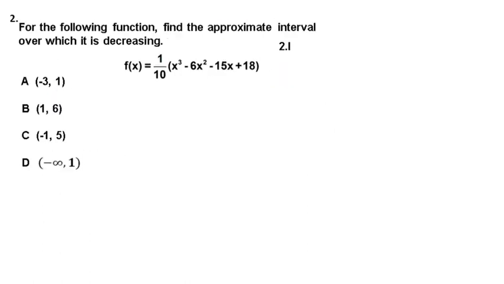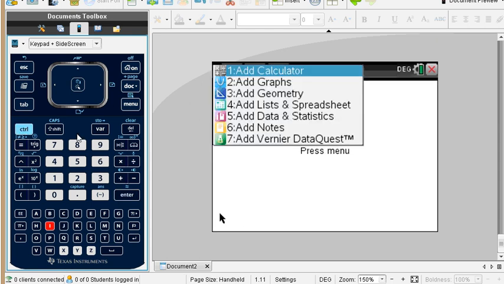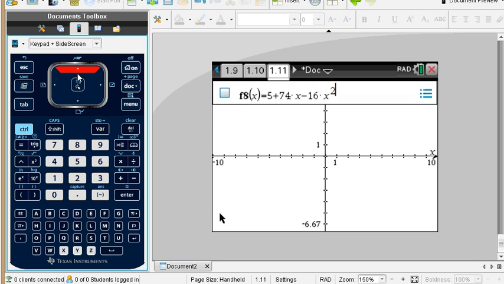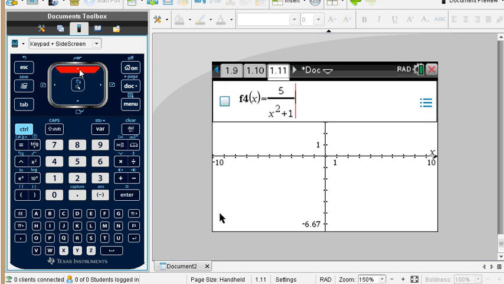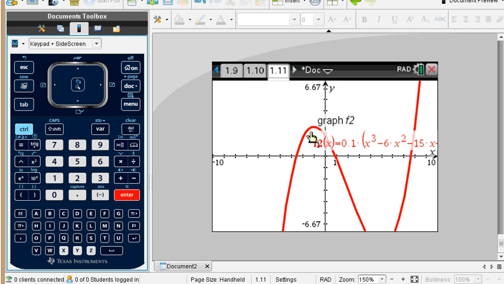Next, problem 2. For the following function, find the approximate interval over which it is decreasing. The obvious thing is going to be to graph the function, which I have done previously in the calculator. So I'm going to get another page and go find that previously graphed function. I think I've got to go up a ways. Is this it? 0.1. I think this is it. Yeah, this is going to be it.